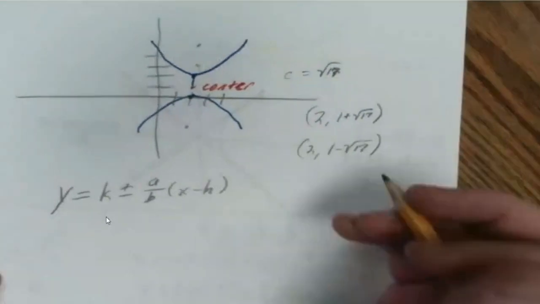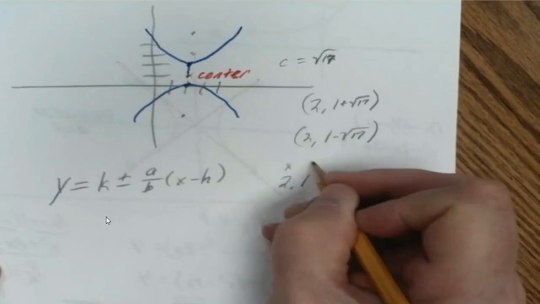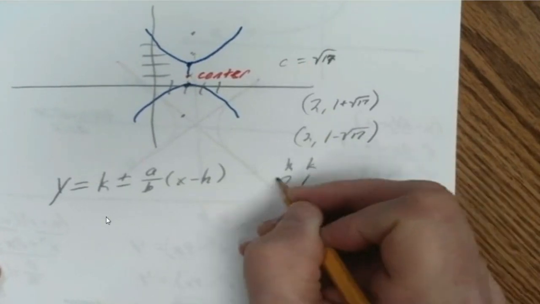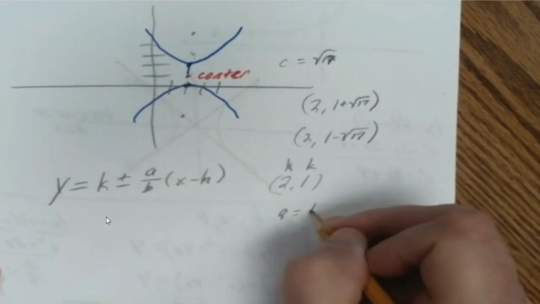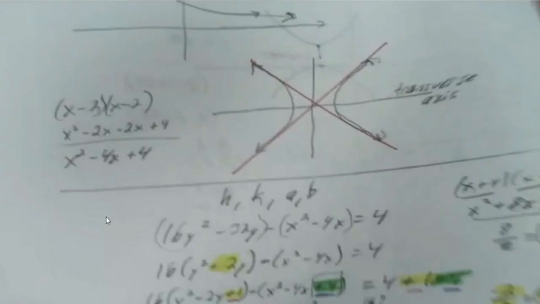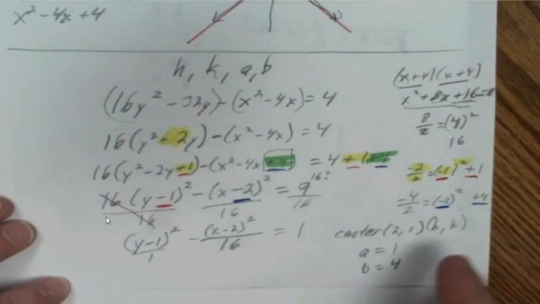So if that's the equation, we know h, k is 2, 1. I'm sorry, h, k, because that was the center. We know a equals 1 and b equals 4, because a squared was 1, b squared was 16. So a is 1, b is 4.